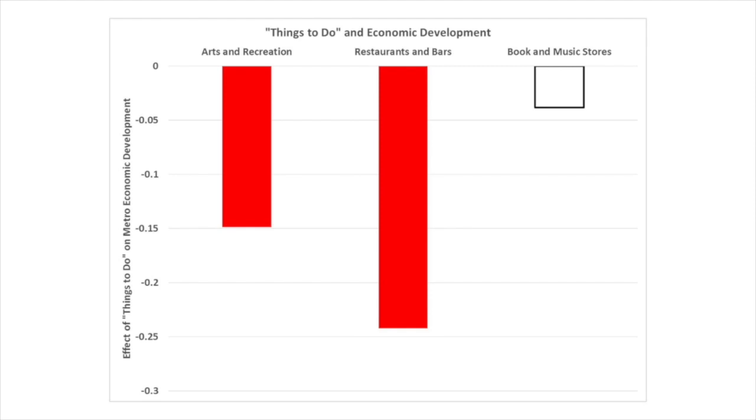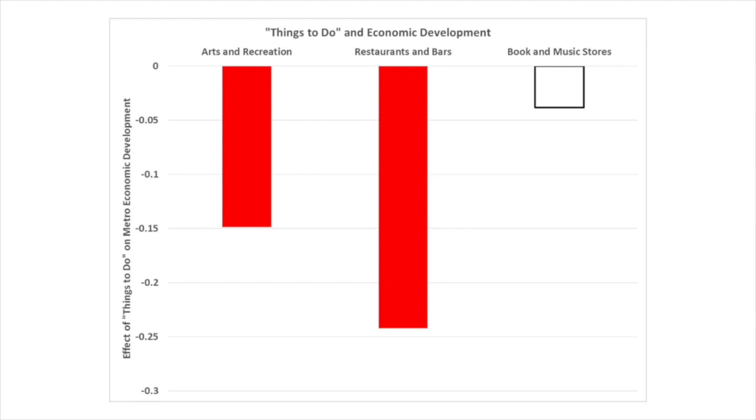This figure summarizes the effects of arts and recreation businesses, restaurants and bars, and book and music stores on the growth of good jobs. The height of the bars represents the size of the impact on overall economic development in terms of standard deviations when we increase the percentage of a region's businesses in the category by one standard deviation. As an example, the middle bar, which is labeled as restaurants and bars, tells us that a one standard deviation increase in a metropolitan area's percentage of businesses that are restaurants and bars corresponds with about a 0.25 standard deviation decrease in the economic development index.